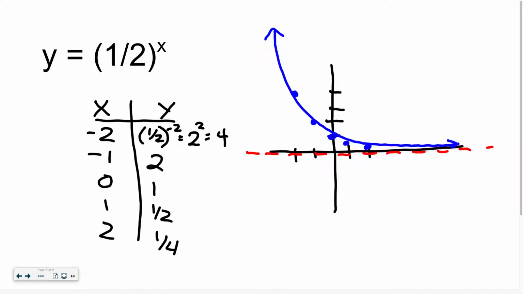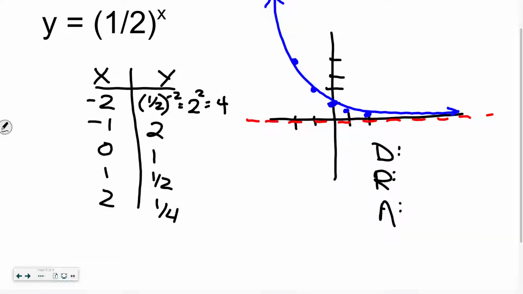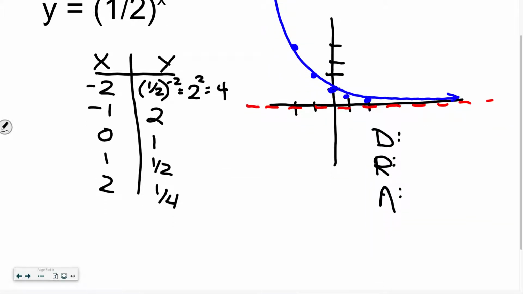Okay, now, I am going to want you to practice a few things. Domain, range, asymptote. Asymptote. It's good. I don't mind if you guys say it a million times, because if you remember it and you say it correctly, I'm cool with that.